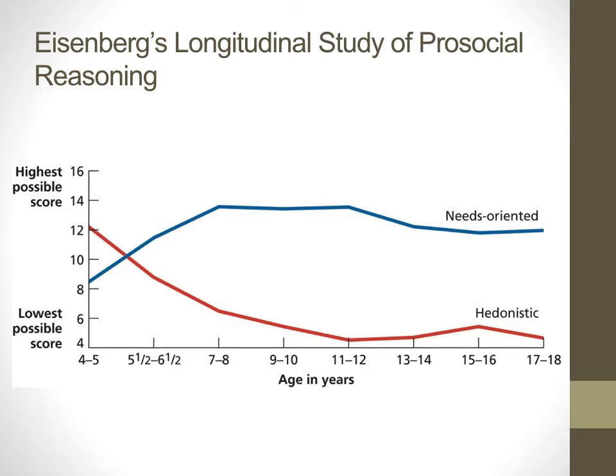Something else to note though, even though we've talked about needs-oriented moral reasoning and hedonistic reasoning as if they're two separate things, human beings are much more complex than that. Towards later adolescence, most young people seem to have developed an internalized, individualized norm that allows them to use either or both reasoning depending on the situation. So, keep in mind that it's not necessarily either or.